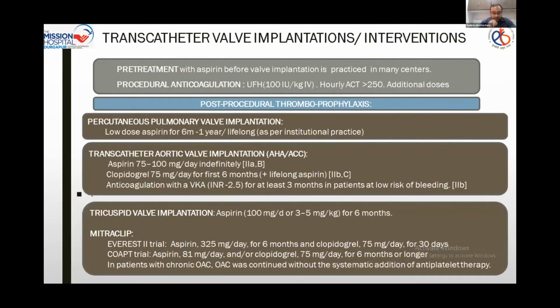In case of transcatheter valve implantation, pulmonary valve, low-dose aspirin may be continued for 6 months to 1 year or lifelong, depending on the institutional practice. Aortic valve implantation requires aspirin lifelong with clopidogrel for 6 months and anticoagulant for at least 3 months. Tricuspid and mitral valve depends on the different trials.